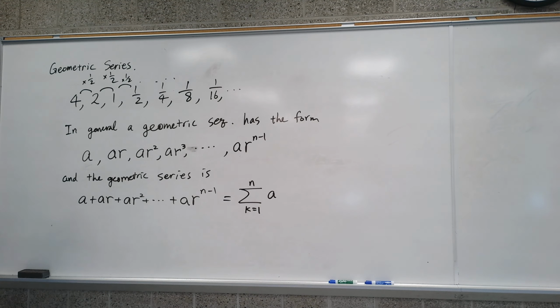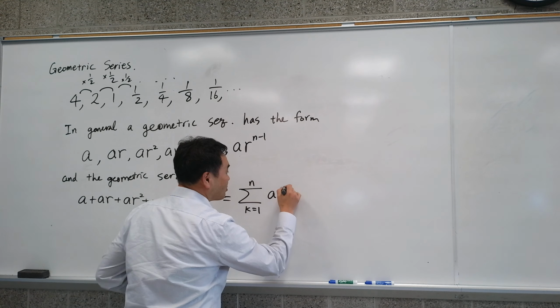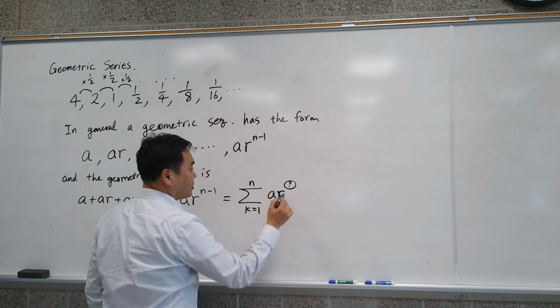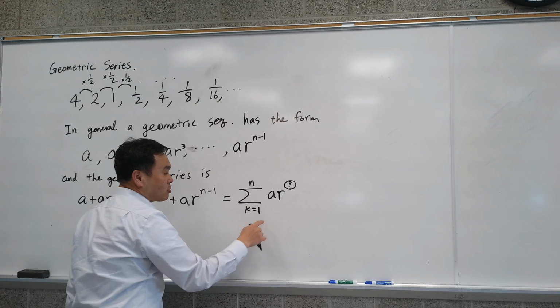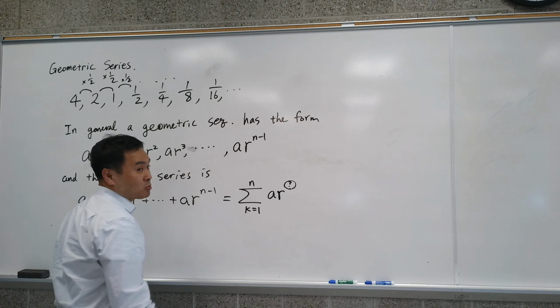Okay, so what's common is that every one of these, even this one, if you think of it as a times r to 0th power, every one of these look like a times r to something, right? Now, what should I put in here so that when k is 1, this will be 0, and when k is n, this will be n minus 1.